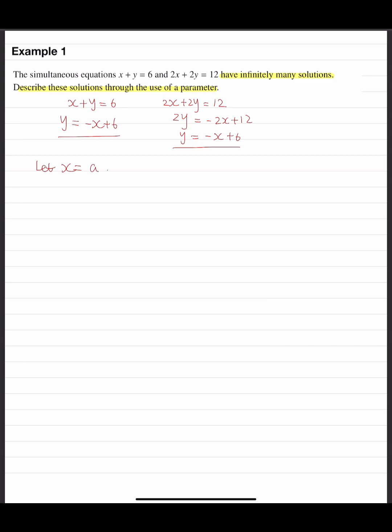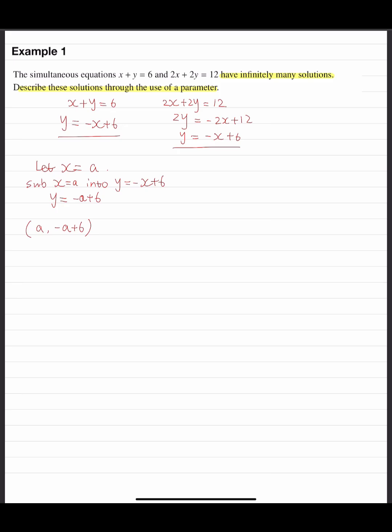Therefore, you can substitute x equals a into, let's say, this one, either one, because they're the same. So y is going to be equal to negative a plus 6, or you can write it as 6 minus a. So now we can say when x equals a, y equals negative a plus 6. This will include all the possible solutions. When a equals 1, you get y equals 5. When a equals 2, you get y equals negative 2 plus 6, which is 4.